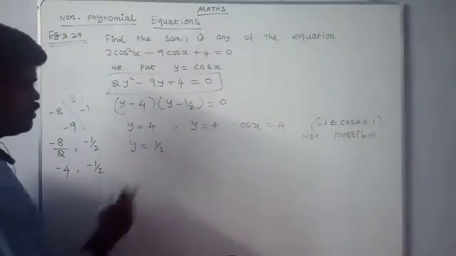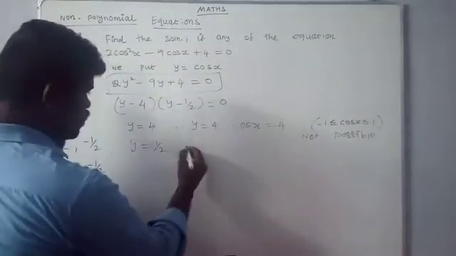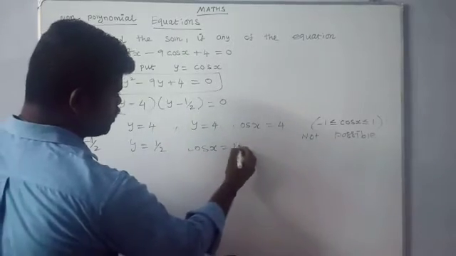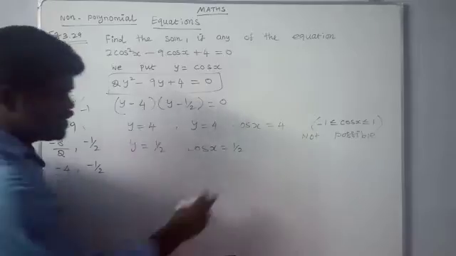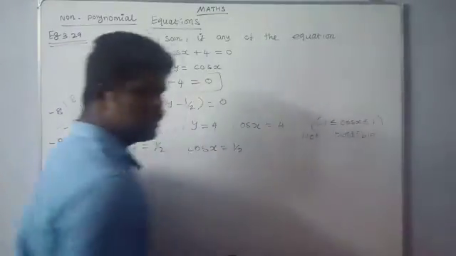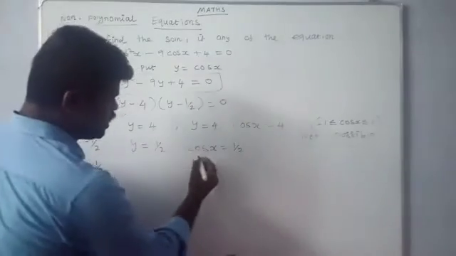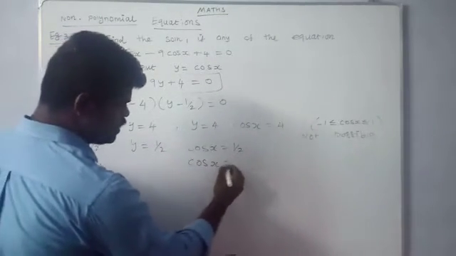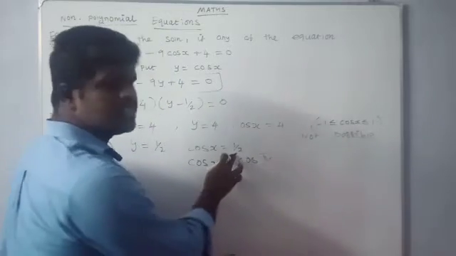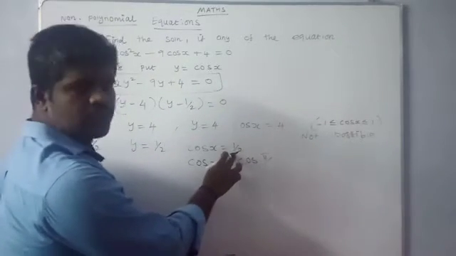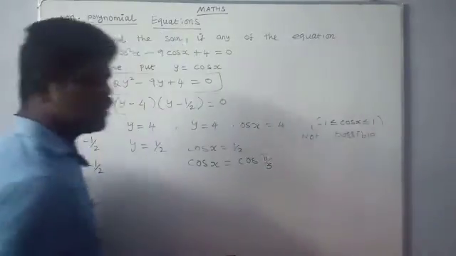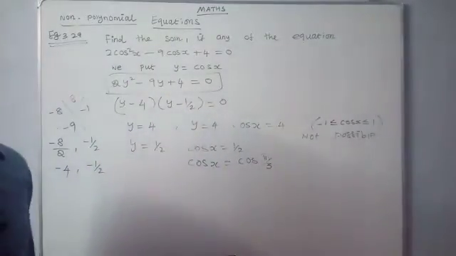And you can take y equal to 1 by 2. If y equal to 1 by 2, y means cos x is equal to 1 by 2. It is a possible value because 1 by 2 lies between minus 1 and plus 1. Now cos x is equal to 1 by 2, this is cos 60 degree. That means cos 60 degree is 1 by 2. So here pi by 3 is the radian value of 60 degree.